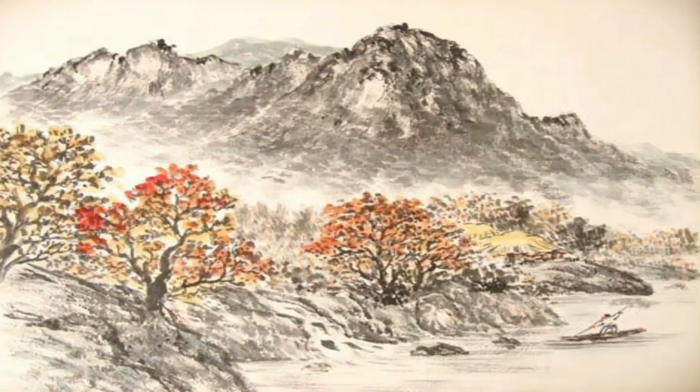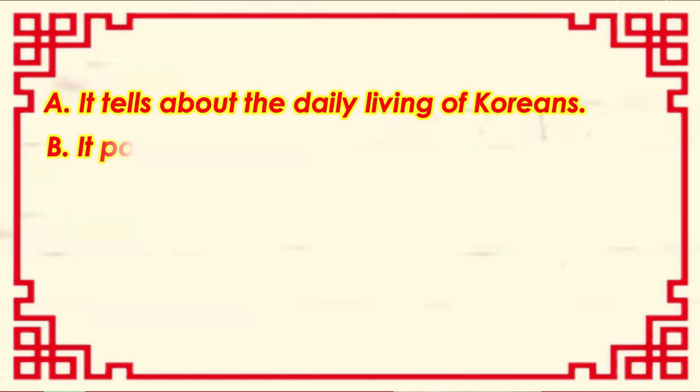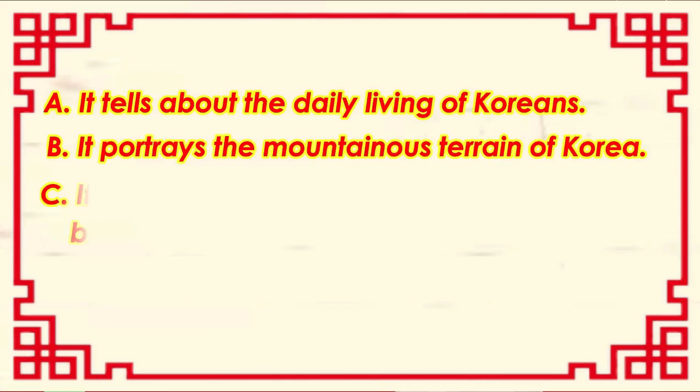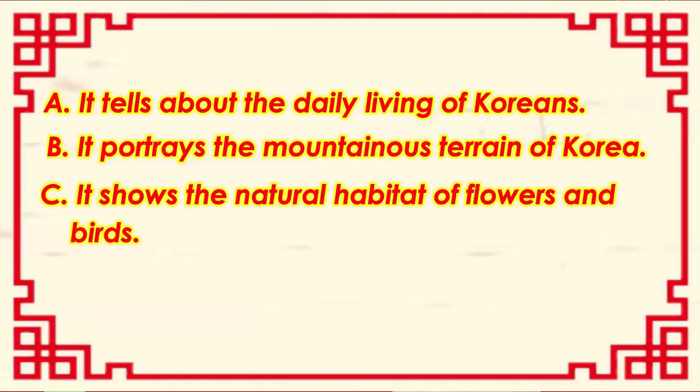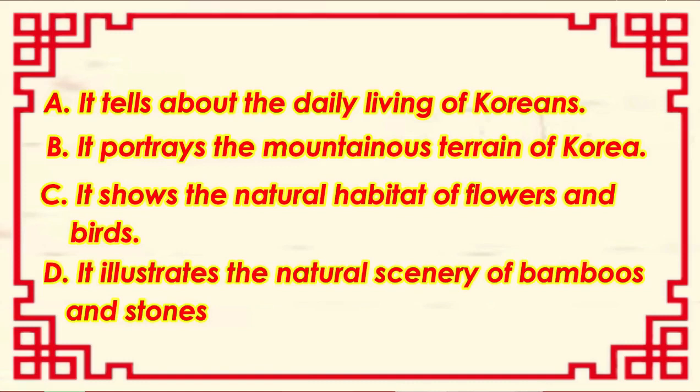By looking at this Korean painting, how will you describe its theme or motif? Letter A. It tells about the daily living of Koreans. Letter B. It portrays the mountainous terrain of Korea. Letter C. It shows the natural habitat of flowers and birds. And letter D. It illustrates the natural scenery of bamboos and stones. Your time starts now.